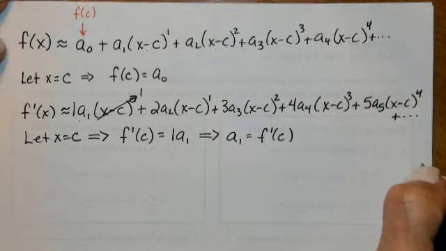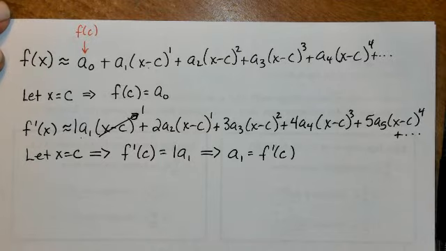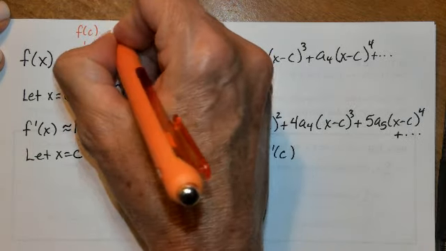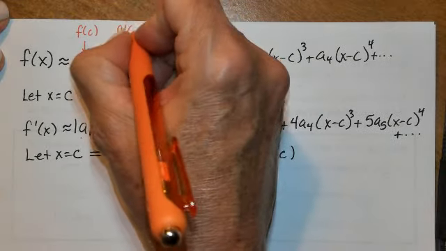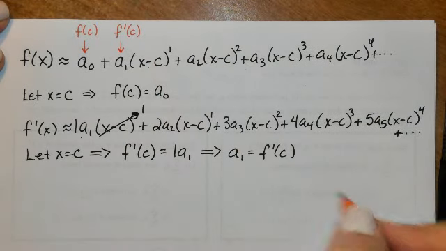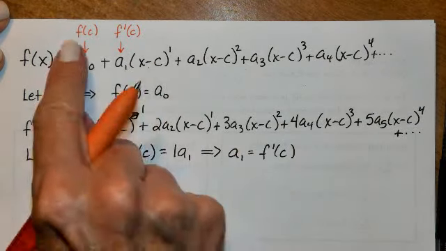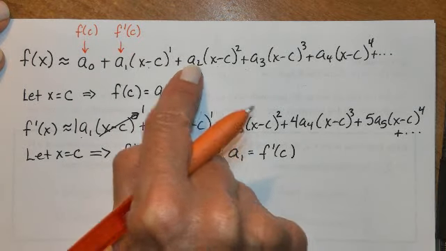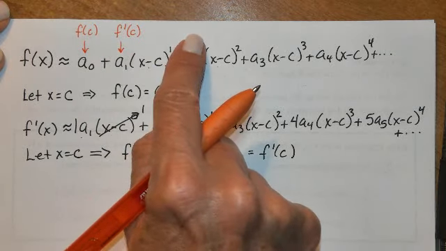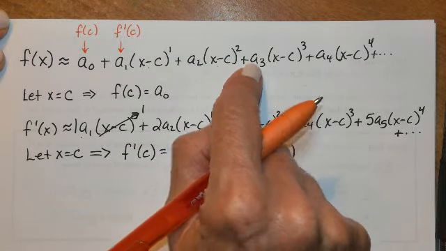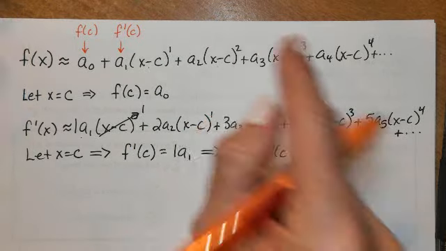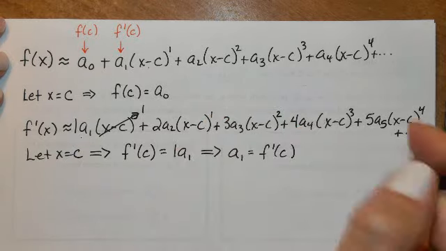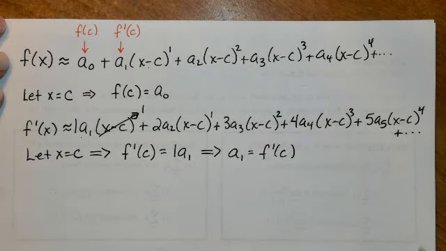Holy smoke, this is fantastic, because now we know what a sub 1 is every time. A sub 1 is always the first derivative of f at our c value. Perfect. I bet you might be thinking you know a pattern. I wonder if a sub 2 is f double prime of c. A sub 3, f triple prime of c. I wonder if that's the pattern. Mathematicians are always looking for patterns. Well, let's keep on going and we will find out.